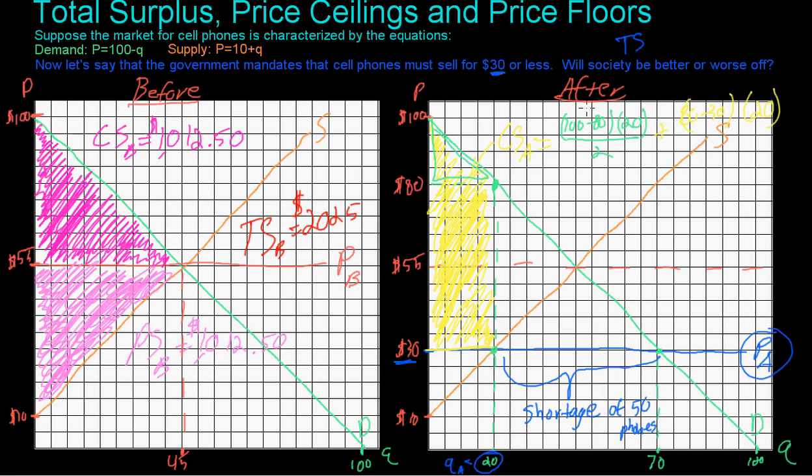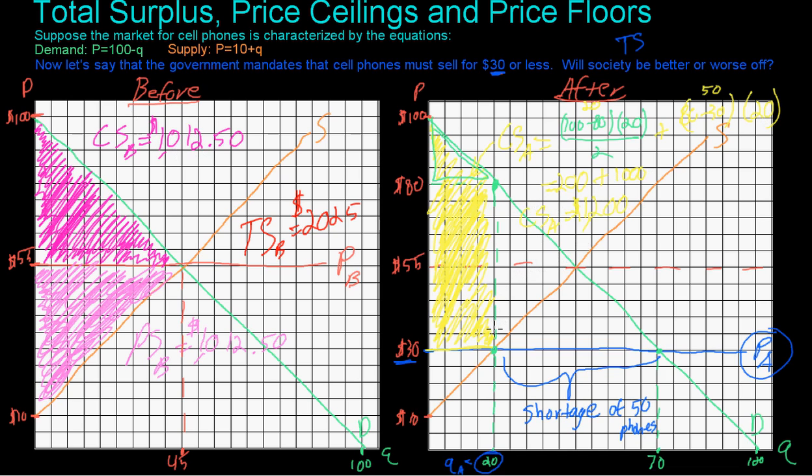So 100 minus 80 is 20, and 20 times 20 is 400, divided by 2 is 200. So this is equal to 200, plus then 80 minus 30 is 50. 50 times 20 is going to be 1,000, so we have 200 plus 1,000. So we have consumer surplus after is equal to $1,200. So consumers in this market are actually better off because $1,200 is more than $1,012.50.